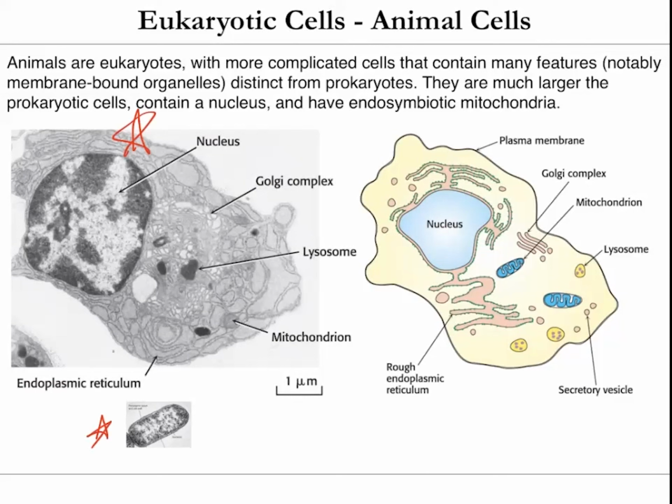Another thing that makes eukaryotic cells very unique is that they have a sophisticated network of membrane-bound organelles. These are distinct membrane-bound regions within the cell that do specific functions within the cell.